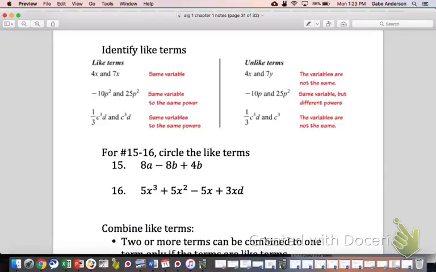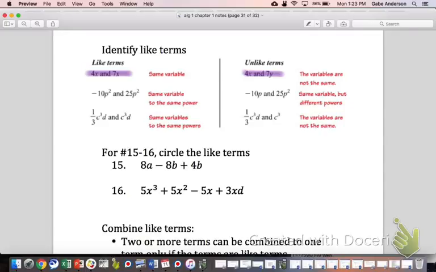I've got this little chart here that helps us identify like terms. What makes 2 terms like terms is they have to have the exact same variable, and they have to have the exact same exponent on that variable. So for example, 4x and 7x are like terms because they both have an x, and more specifically, it's x to the first, right? The exponent is the same on both. You look over here, these are unlike terms. They both have just one variable, but one of the variables is an x, the other one is a y, so they are unlike terms.